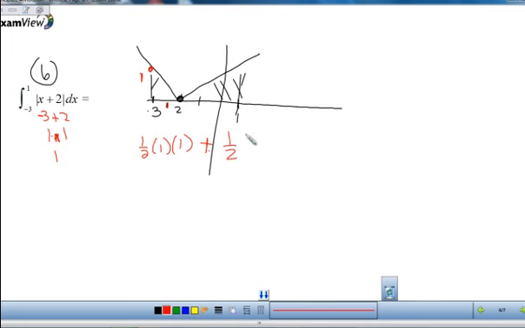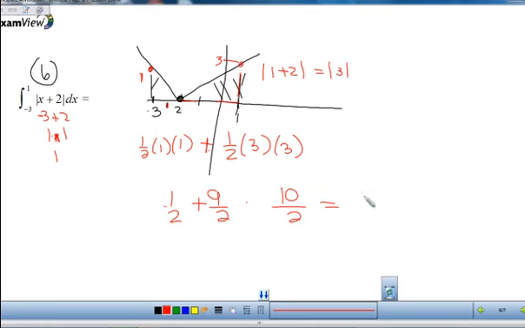The second triangle, the base is 1, 2, 3. When x is 1, y is 3. So I'm going to have 1/2 plus 9/2. That's going to give me 10 over 2. So that would give me 5.